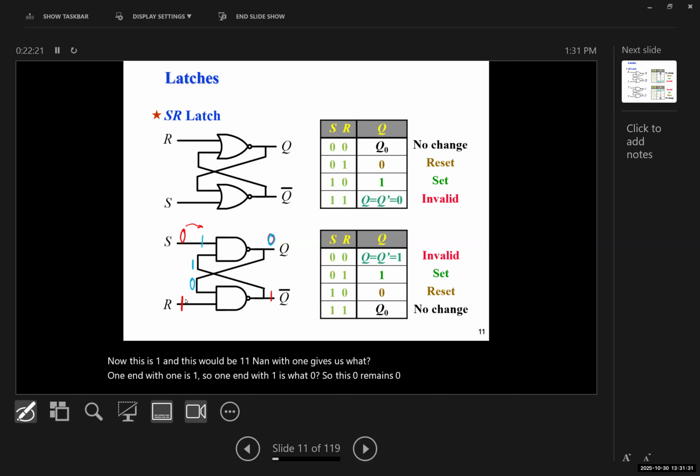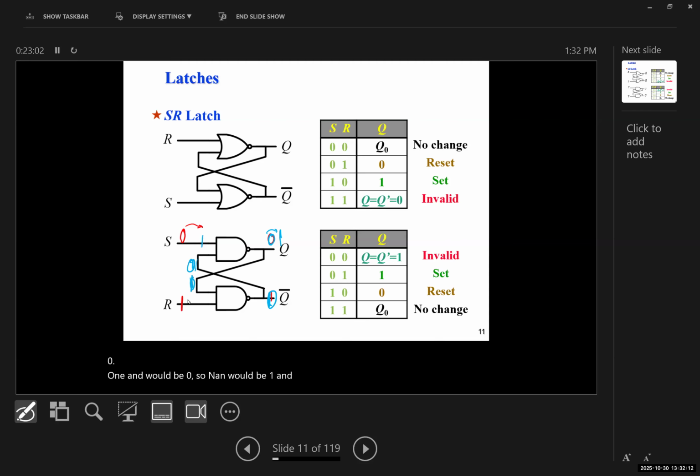Now 0 NAND with 1 gives us what? 0 NAND with 1. 0? Or 1? 1. Thank you. And 1 NAND with 0 gives us what? 1. Thank you. And now 1 NAND with 1 gives us what? 0. Thank you. And then 0 NAND with 0 gives us what? 0 NAND with 0. 1. AND would be 0, so NAND would be 1.